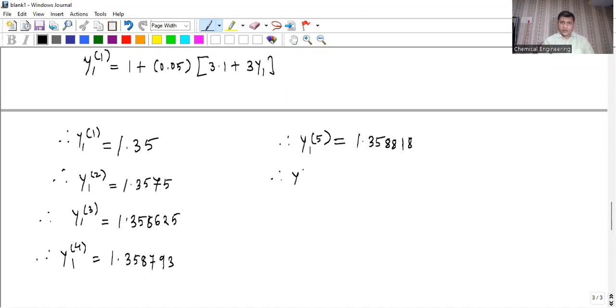So now you can check the sixth correction to y1. Okay. So 1.358818.